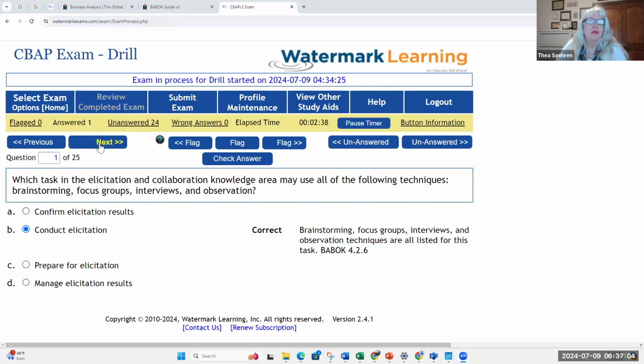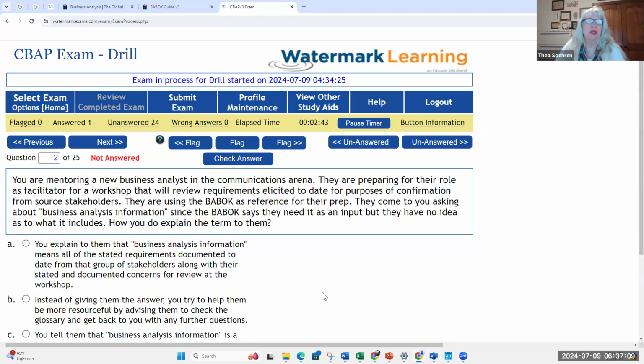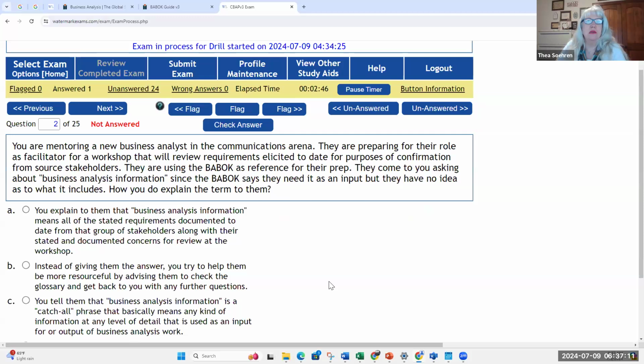Okay, the next one, we only have 5 tasks in this knowledge area. You are mentoring a new business analyst in the communications arena. They're preparing for their role as a facilitator in a workshop that will review requirements elicited to date for purposes of confirmation for source stakeholders. They're using the BABOK as reference for their prep.